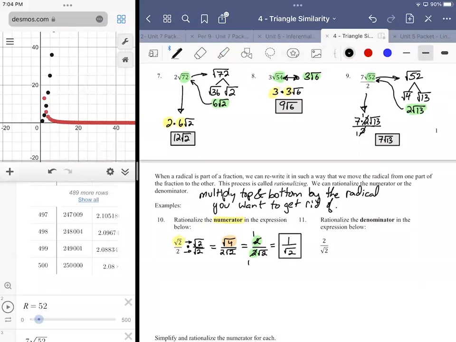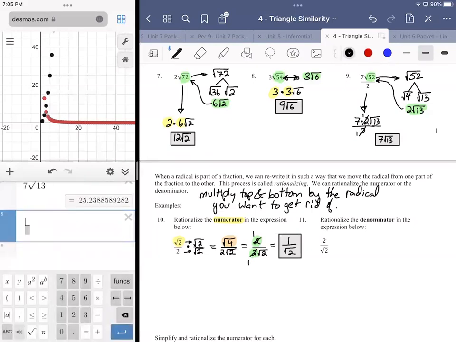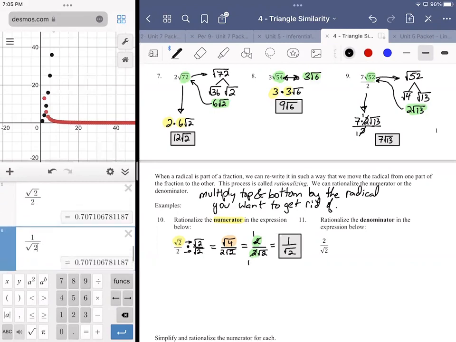All right, so this is a fraction that's rationalized in the numerator. Right, so I took the radical and I moved it to the denominator, but they are equivalent. If I type in a fraction with a radical 2 on top and a 2 on the bottom, I get that decimal. If I put the 1 on the top and the rad 2 on the bottom, I get the exact same decimal. So these two fractions are equivalent.